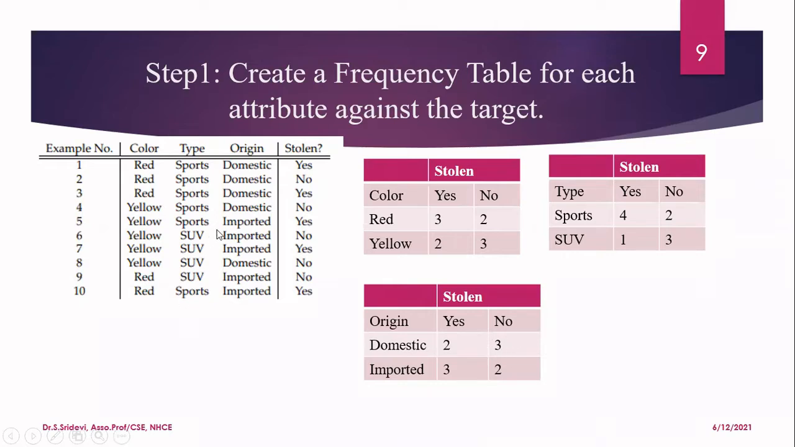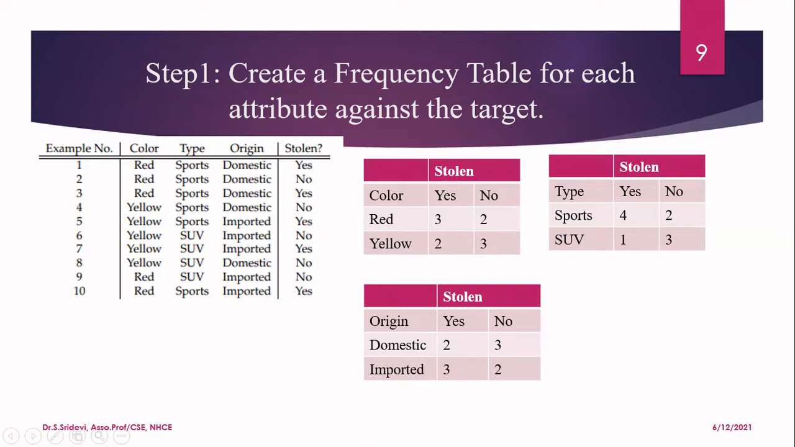Now calculate for imported. Imported is appearing totally 5 times. In that, for instance number 5, it is yes. Instance number 7, it is yes. And then instance number 10, it is yes. So when origin is imported, stolen is equal to yes for 3 instances. The remaining 2 instances are no.